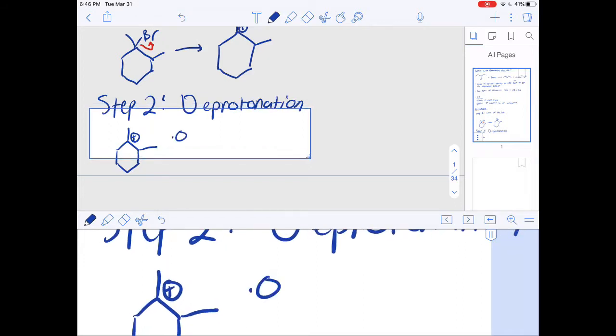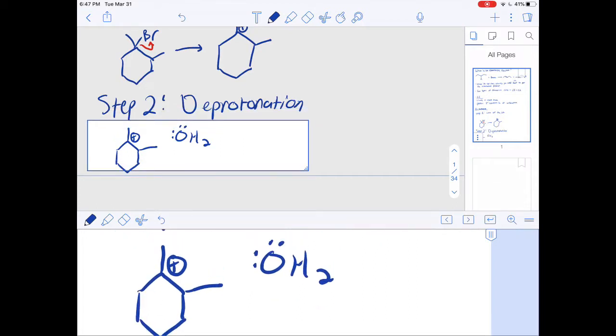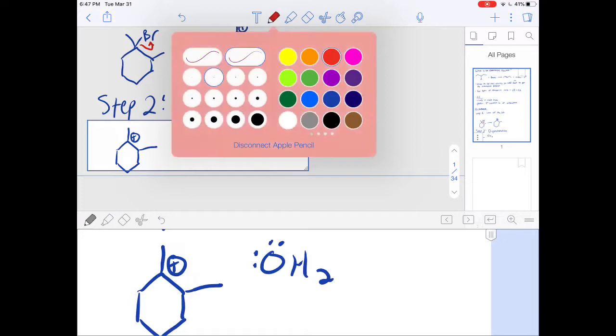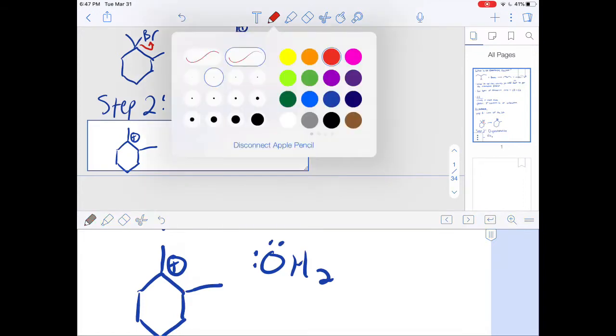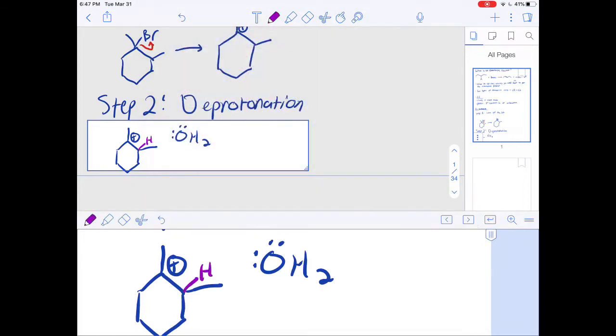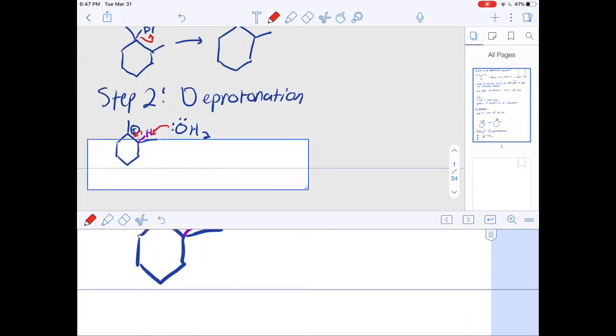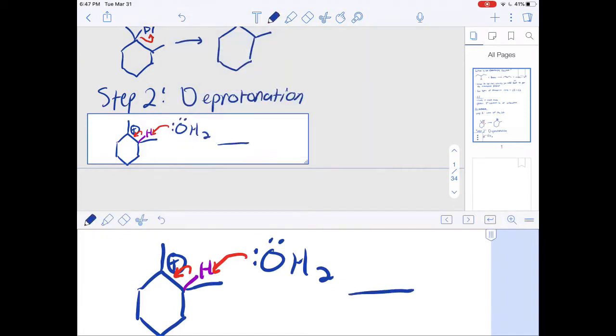So we have OH. You can pick any base in this case as long as it's a weak one. Notice that this one isn't negatively charged, so we have H2O. So when it pulls off the H, I'm going to do this in purple. When it pulls off the H, the electrons from the H are going to enter the molecule, and that's going to form the double bond. So let me continue.